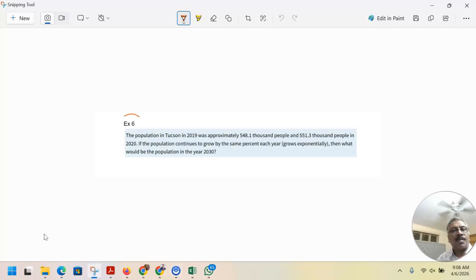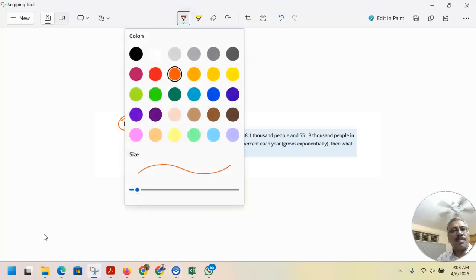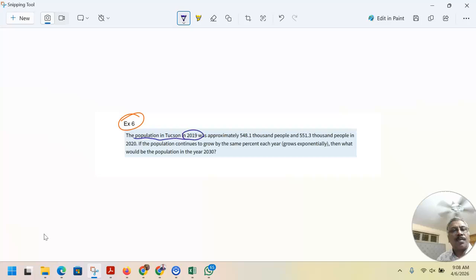So this question is almost similar to one more example that we did earlier. What it says: the population of Tucson in 2019 is given as 548,000. So 2019 is like the beginning, which means 0. The population was 548.1. Then in the year 2020, that means 1 year passed, and the population was 551.3.